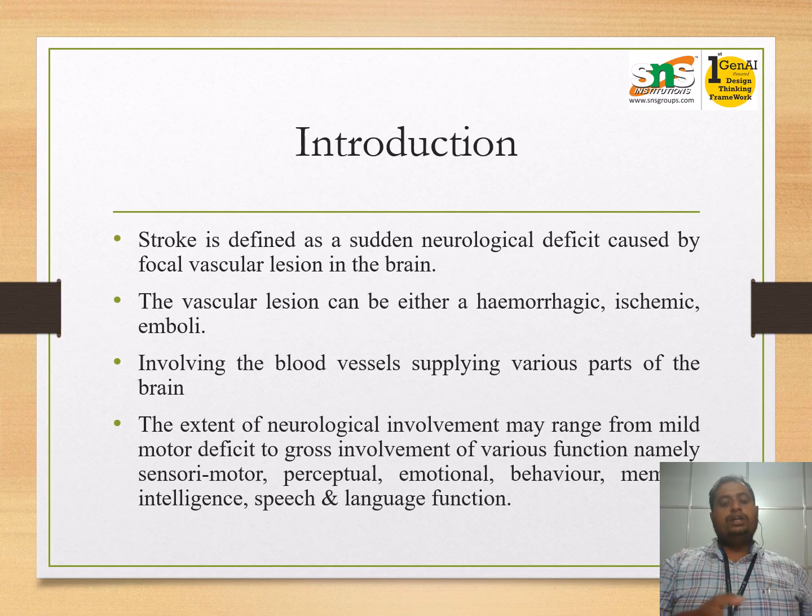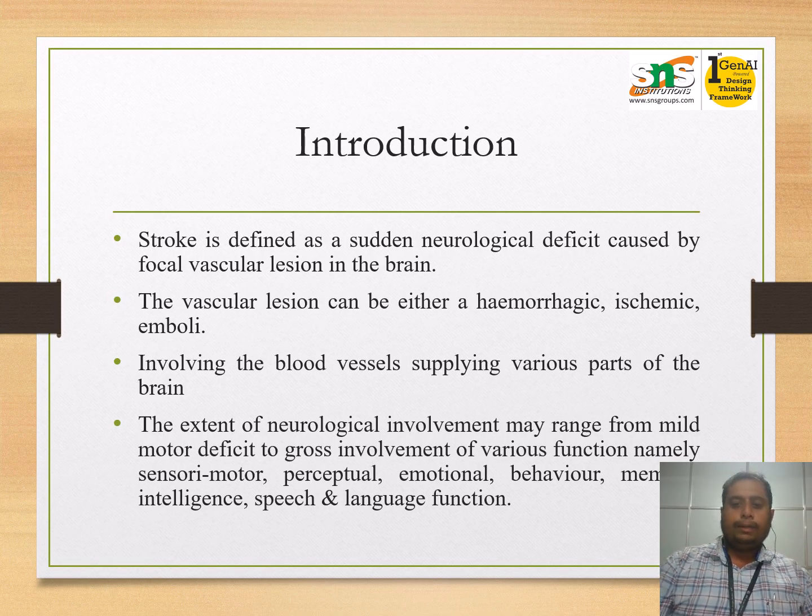First of all, we know that in previous classes I already said, stroke is a neurological deficit caused by a focal vascular lesion in the brain. It may be because of hemorrhage, ischemia, or emboli. The group of vessels supplying the brain is called the circle of Willis. If the circle of Willis has any hemorrhagic, ischemic, or embolic vascular lesion, it can't give enough oxygen to the brain, so it leads to stroke.